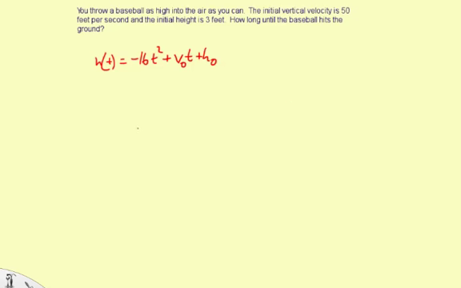You throw a baseball as high into the air as you can. The initial vertical velocity is 50 feet per second, and the initial height is 3 feet. How long until the baseball hits the ground?